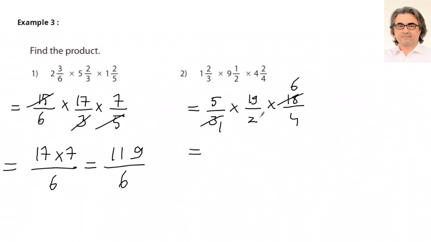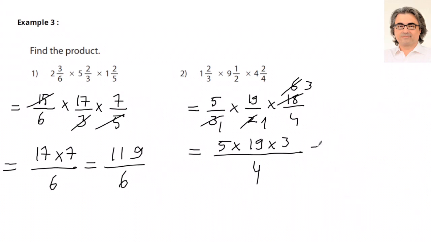And what about 2 and 6? Both are divisible by 2. 2 over 2 is 1. 6 over 2 is 3. Is there any other simplification? On the bottom, I have 1, 1 and 4. And on the top, 5, 19 and 3. There is none, so I should multiply 5 with 19 with 3. And at the bottom, 1 times 1 times 4. It's 4. I wrote the result only.